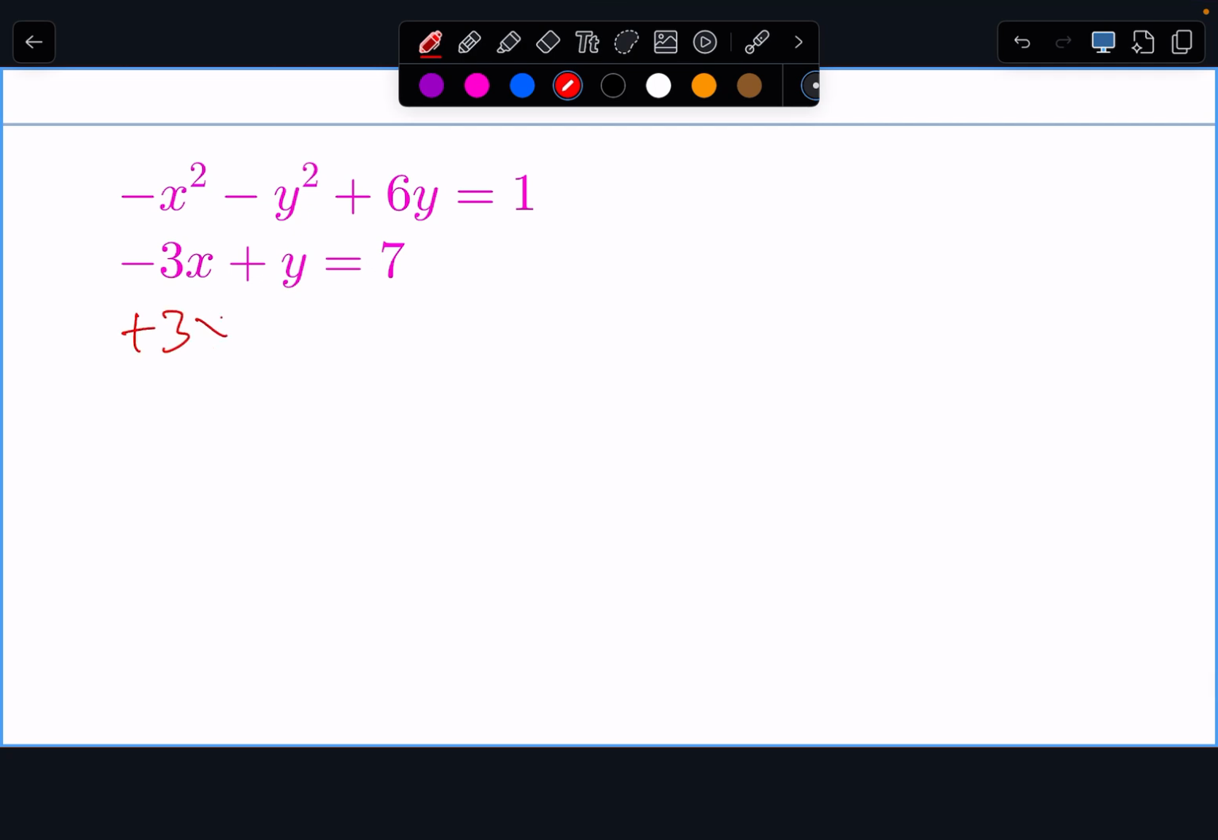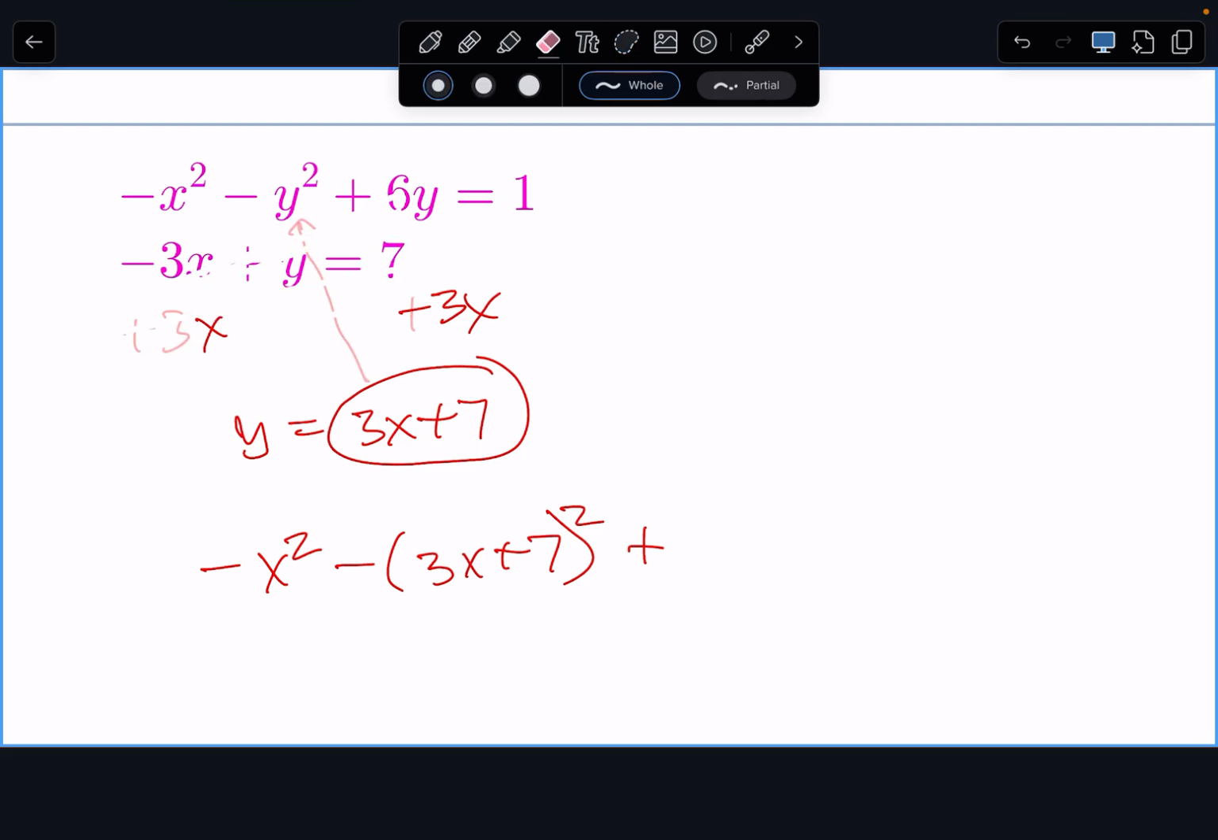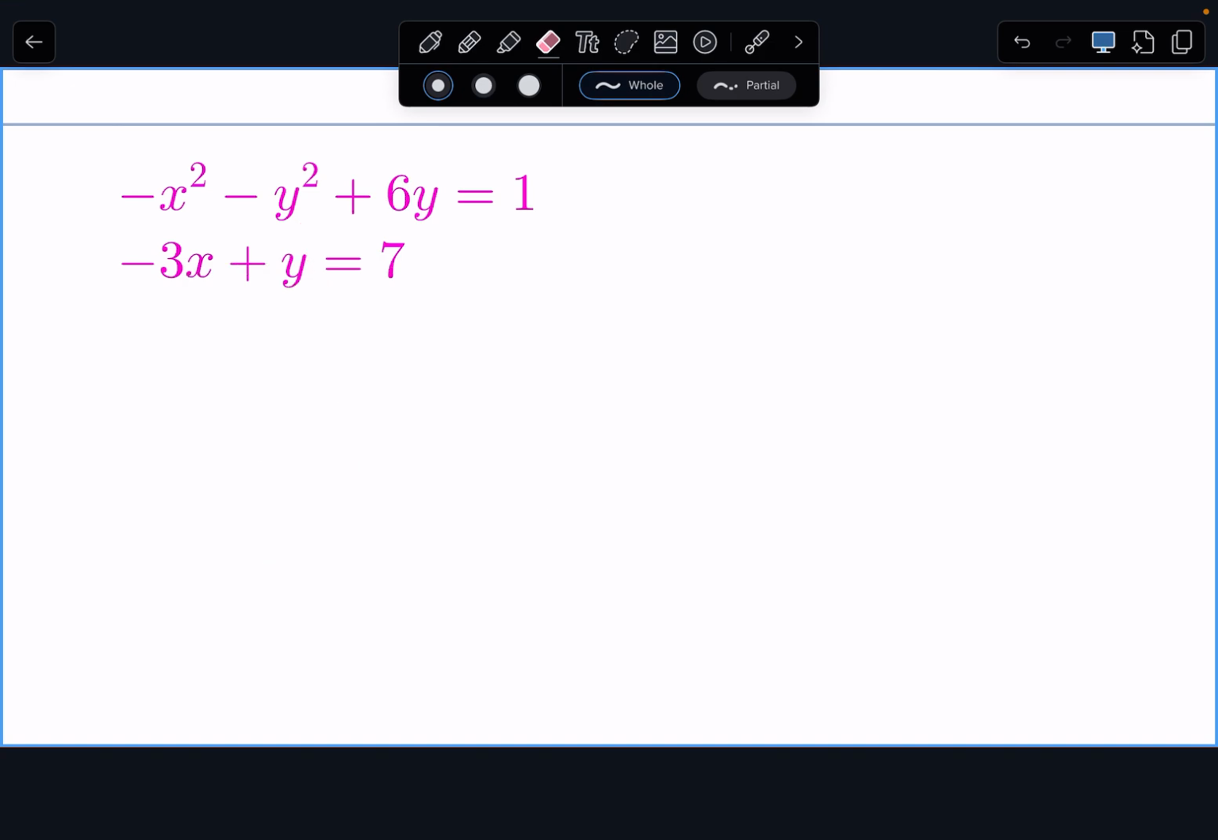I'm going to just add 3x to both sides. So y equals negative 3x plus 7. And that would go in for y in the first equation. Negative x squared minus 3x plus 7 squared plus... Oh, wait a minute. Never mind. Because this other equation has 2 y's, I'm going to start over again. It would have been fine, it just isn't the easiest way.